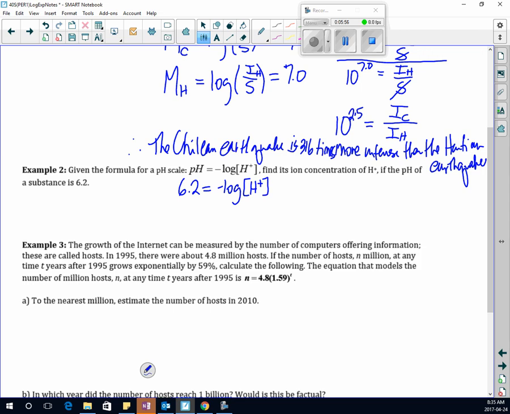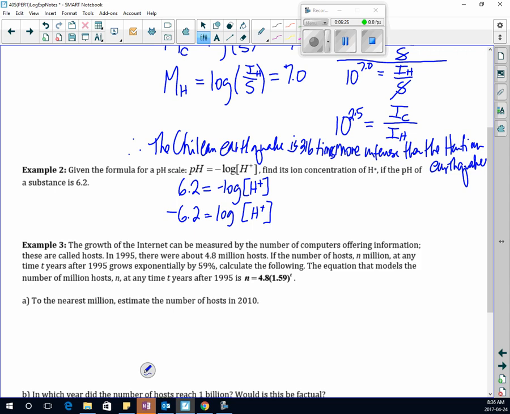Your chemistry teacher probably told you to punch this in and you had no idea why you were doing this. So the first thing you have to do in order to change this to exponential is move the negative over to the other side. So he or she probably told you that you need to make it a negative or something like that. Do you remember this? So negative 6.2 equals log of the hydrogen concentration. Yes?